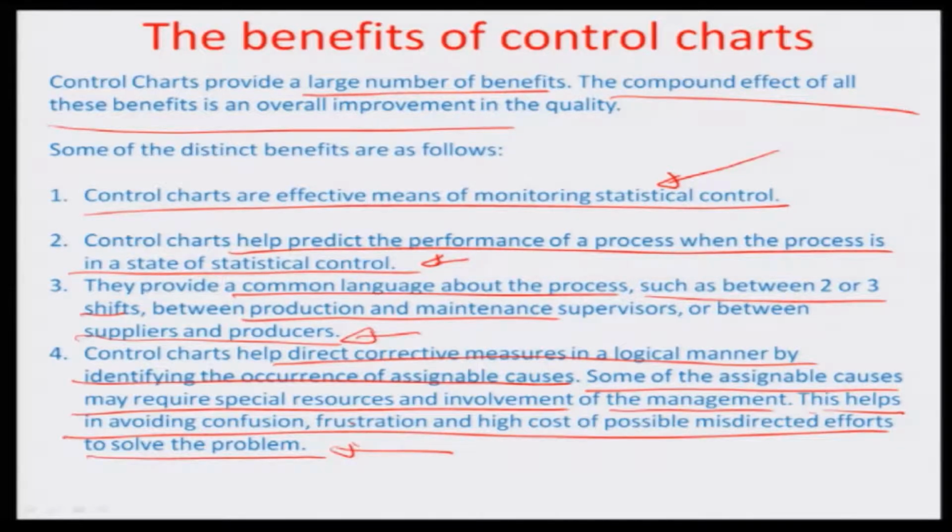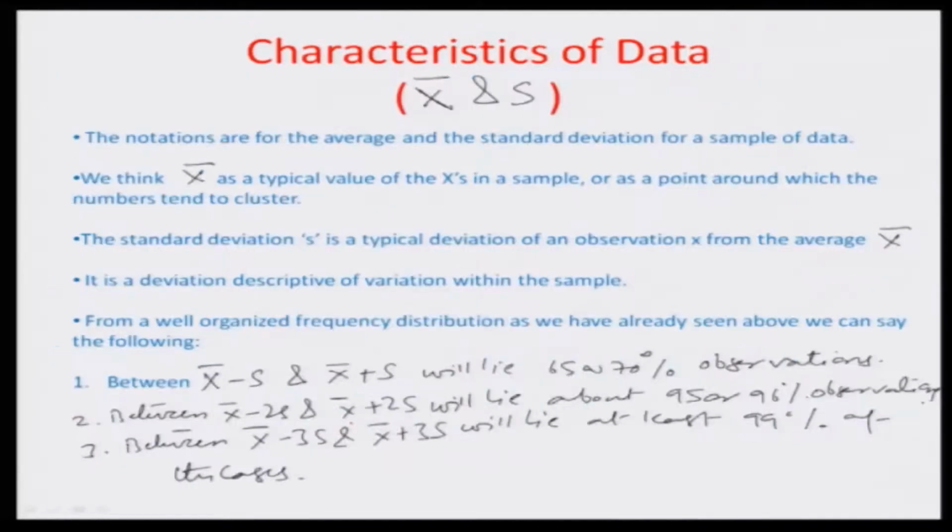Let us now look into a little bit of these X bar charts and the S charts that I was talking about. The notations are for the average and standard deviation of a sample of data. So let us first learn how to calculate these x bar and s, and then we will see what percentage of observations typically lie within a certain range around the mean x bar, in terms of the number of times s can be applied.